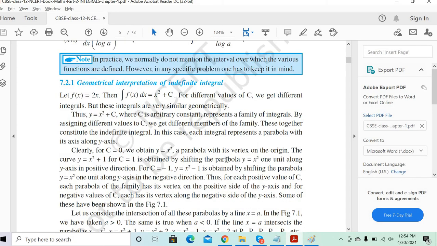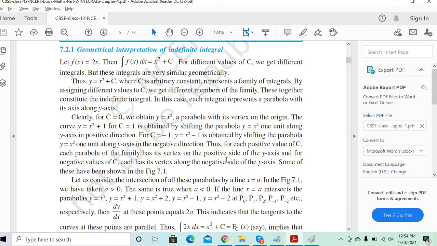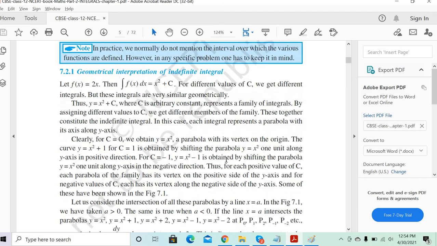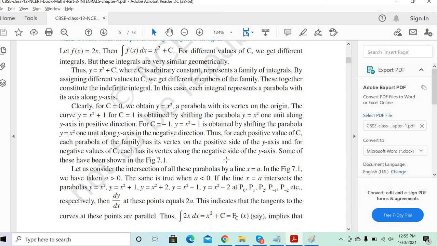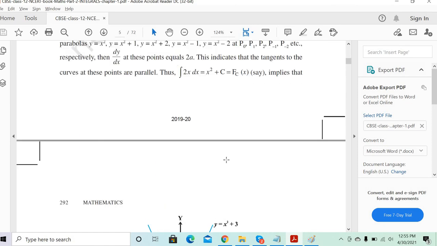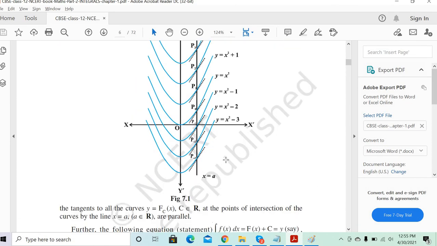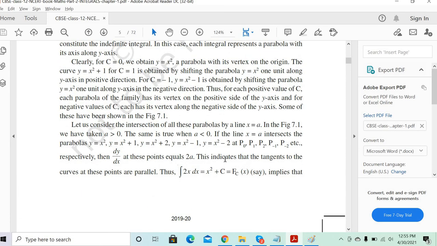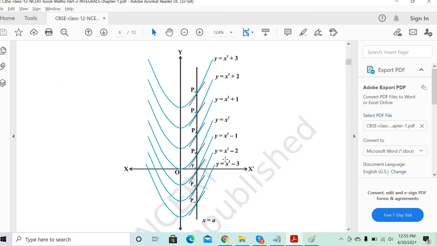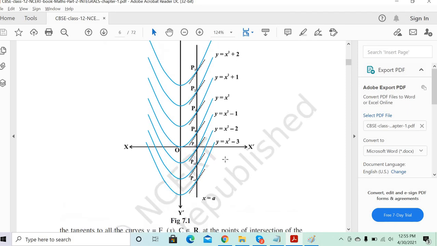Okay, what is the geometrical interpretation of the indefinite integral? When we do an indefinite integral, we have the arbitrary value of the constant c. Because we don't know what value of c is there, we don't know what the function is, so we generalize the function. Let's see what happens now. Quickly draw the figure 7.1 and then we'll try to understand.